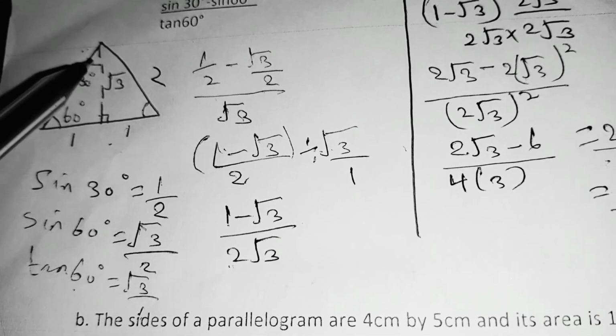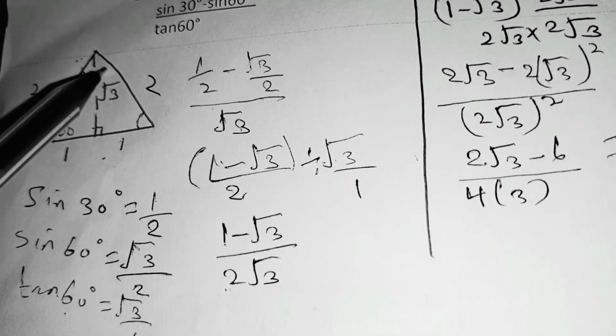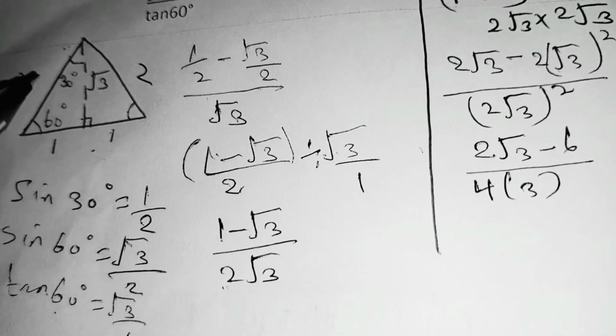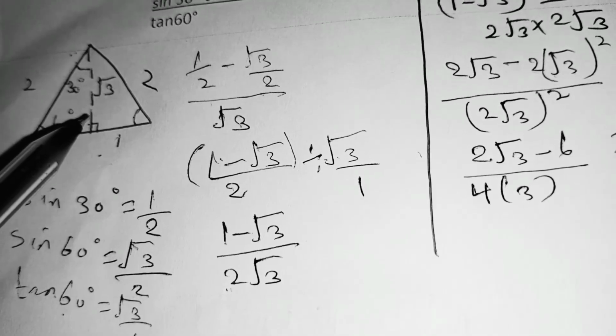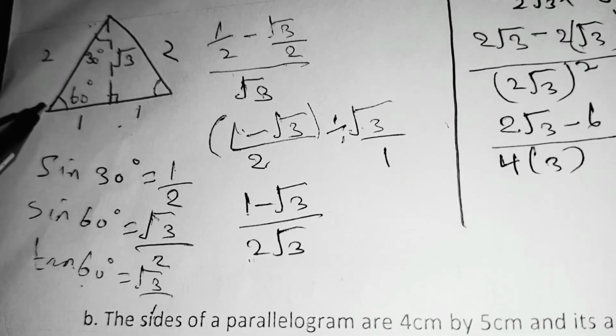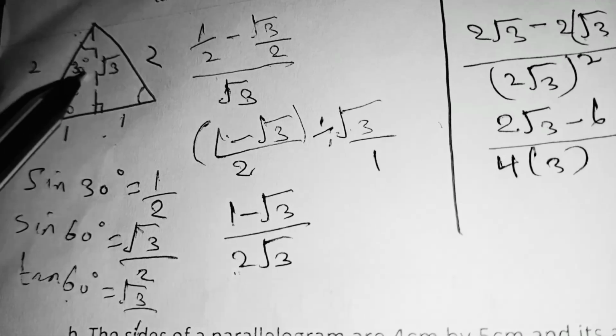Then you divide it at the center, whereby now this angle will be 30, the other angle 30, and this side will be 1 and 1. Then you obtain the height by Pythagoras theorem, whereby you have 2 squared, which is 4 minus 1, 3, root of 3 there.